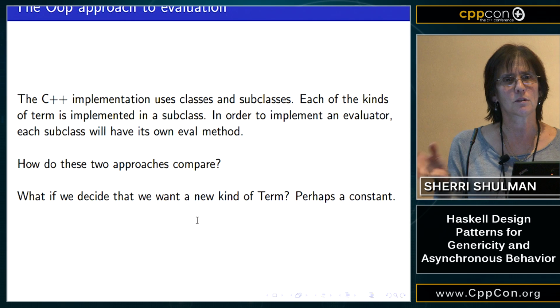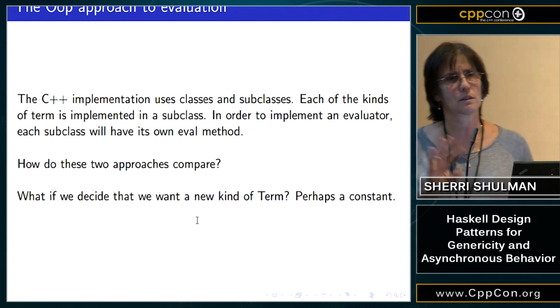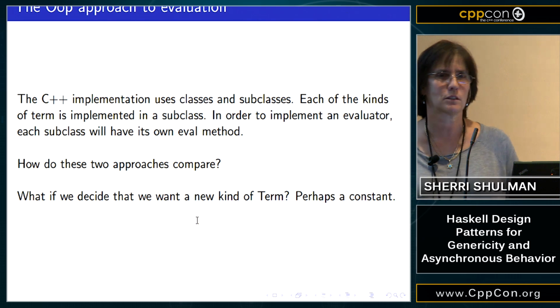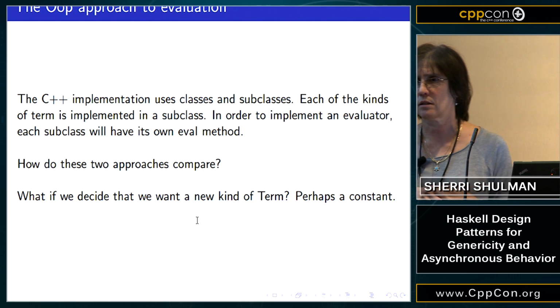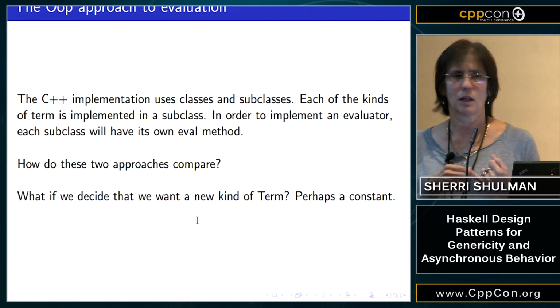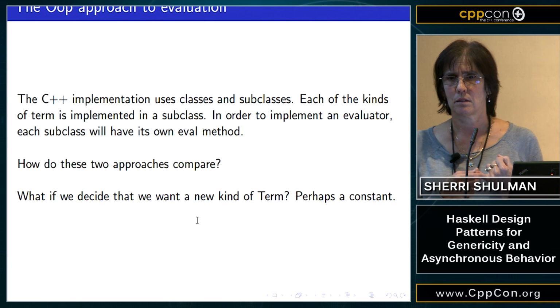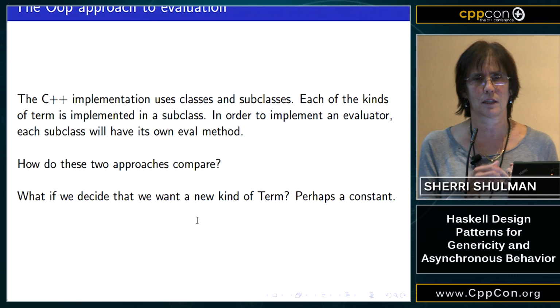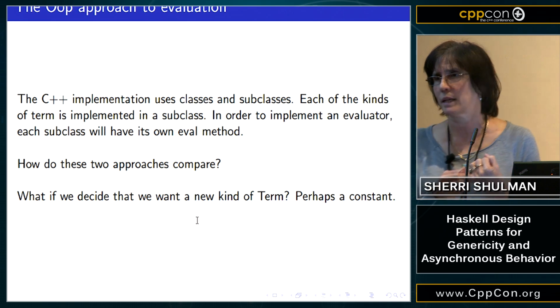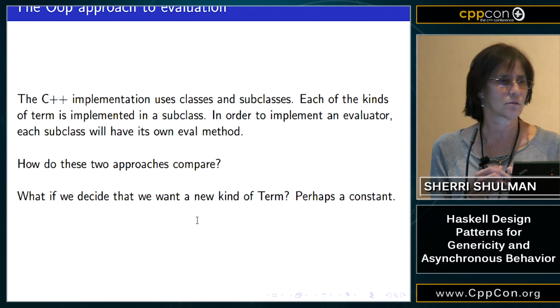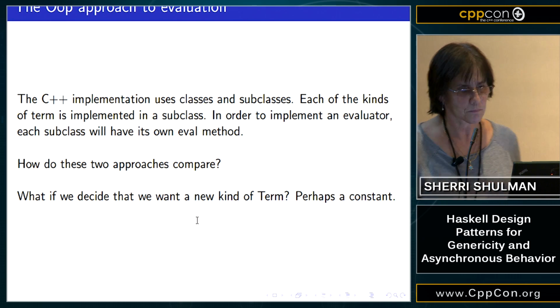So we may want to do some changes. So let's think about how they compare when you're actually modifying your code. There's two kinds of ways that we might want to modify the code. One is we might want to add a new kind of term, and the other one is we might want to add a new kind of behavior. So far, all I've said is that the only behavior we had is eval, and I gave the three kinds of terms that we have.